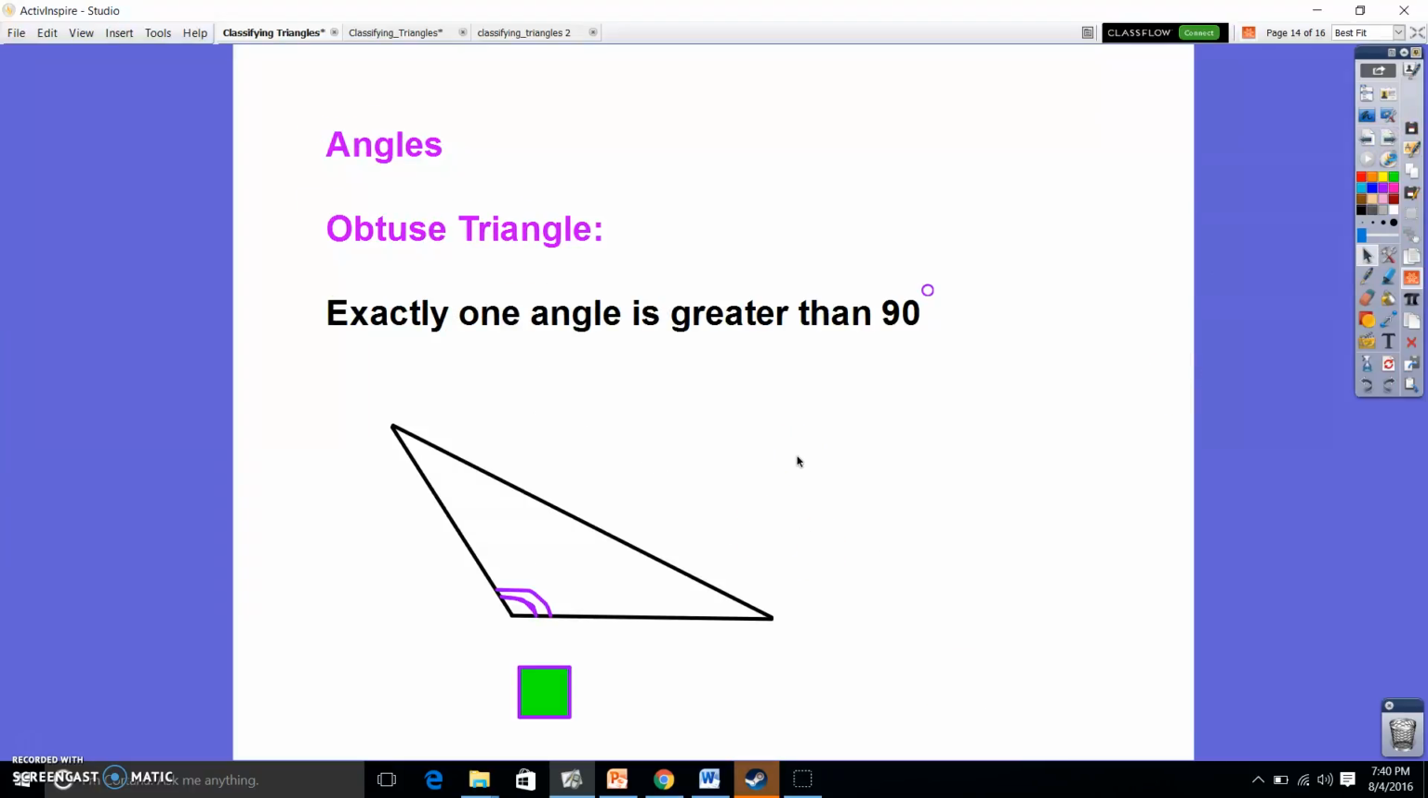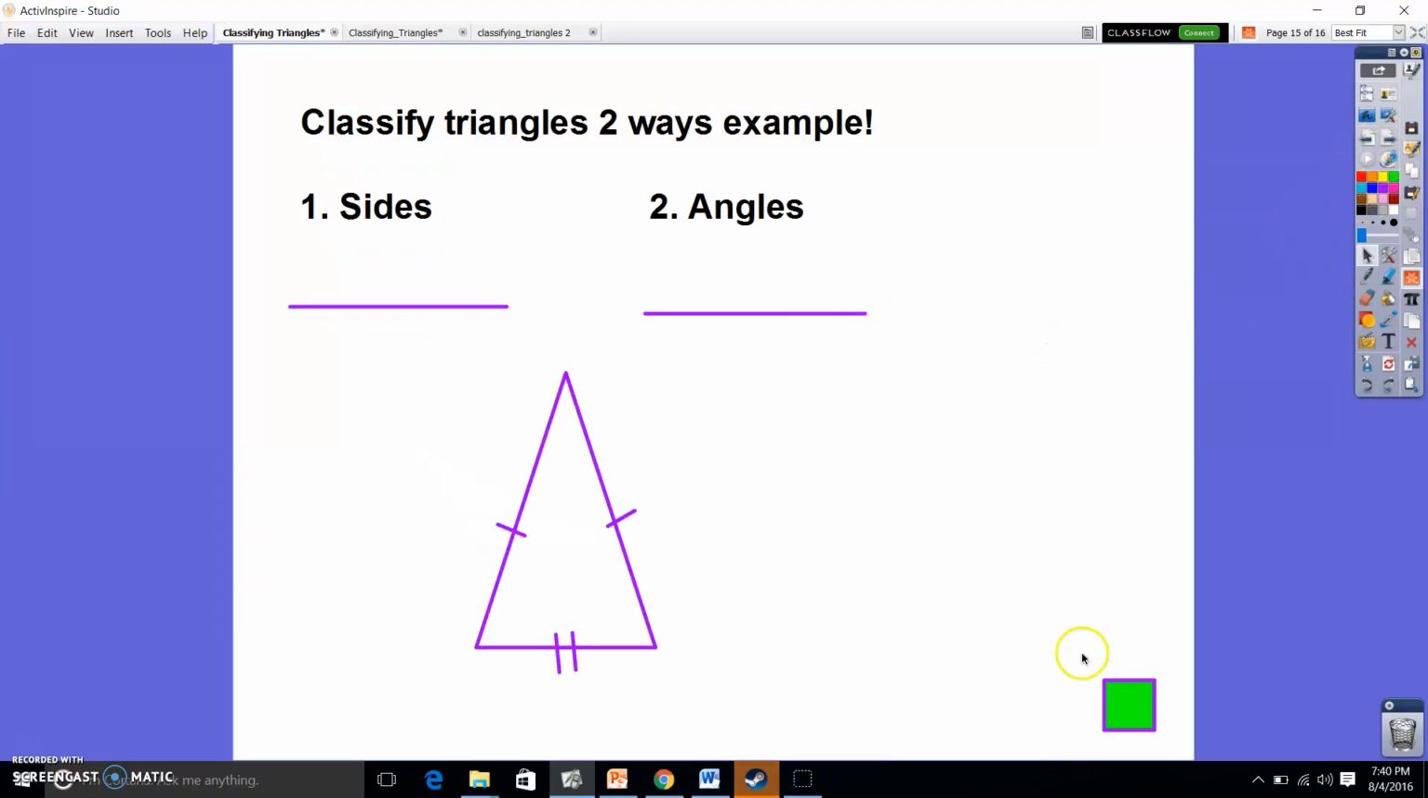The last way that we can classify our triangle angles is when we have one angle that is greater than 90 degrees, which means it's bigger than the corner of your Post-it note. As we can see here, this angle here is bigger than 90 degrees. It's bigger than the corner of my Post-it note. We call this an obtuse triangle. So an obtuse triangle has exactly one angle that is greater than 90 degrees.